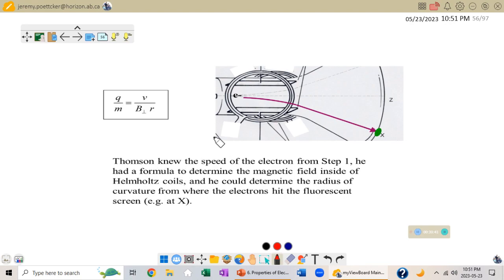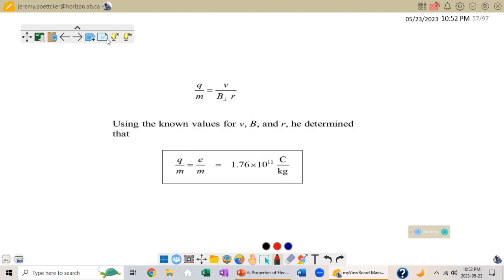So Thomson knew the speed of the electron from step one, when we did Fe equals Fm and used both the electric and magnetic fields. That was that long first derivation of how we get the velocity of the electron. Now we've got it. He had a formula to determine the magnetic field inside of the Helmholtz coils, and he could determine the radius of curvature from where the electrons hit the fluorescent screen. Some trigonometry there. Using the known values for v, B, and r, he determined that the charge to mass ratio of the electron, the electron's charge divided by its mass, is equal to 1.76 times 10 to the 11th coulombs per kilogram.